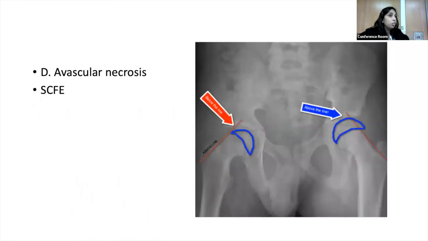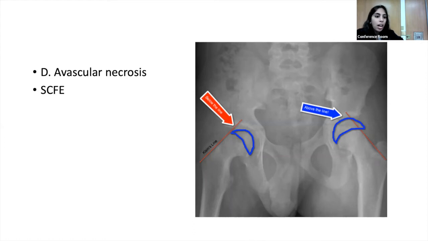So it can be acute or chronic. Acute accounts for only about 25% of cases. And it'll typically be in your described obese child, 10 to 14 years old. Your diagnosis is going to rely on both AP pelvis and frog leg lateral views of the hip. Chronic SCFE can be subtle.